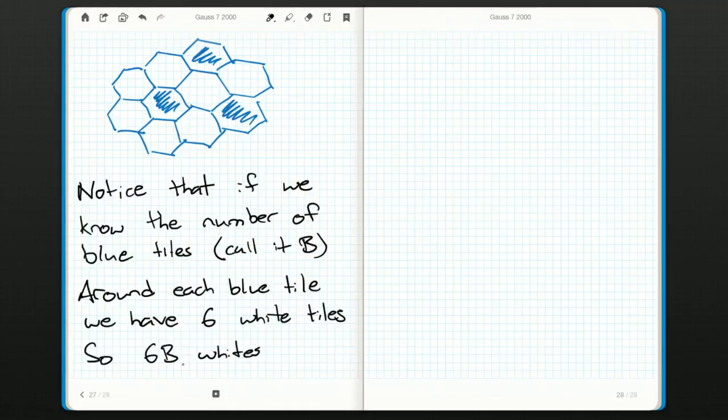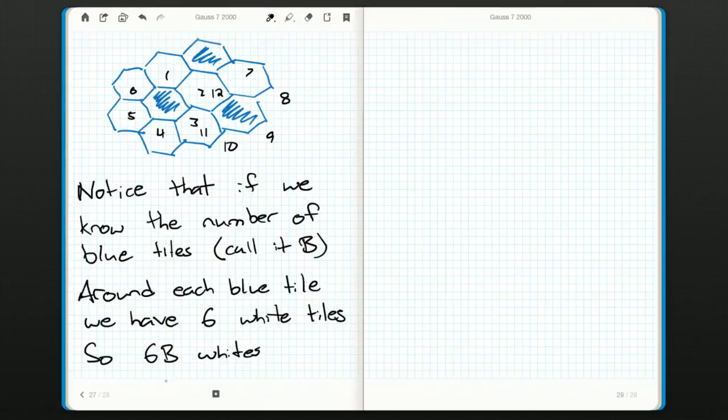So I'd go around this blue tile and I'd say, well, there's 1 white tile, there's 2 white tiles, 3, 4, 5, 6. And then for this one, I would say, well, here's another one. So that's 7, 8, 9, 10, 11, 12. But you see, I'm counting these 2 tiles twice when I go around this blue tile and this blue tile. So just 6 whites for each blue tile, you would get 6B white tiles. But some of these white tiles are counted twice. This is what's known as double counting, and it's something we need to sort of avoid or keep track of.